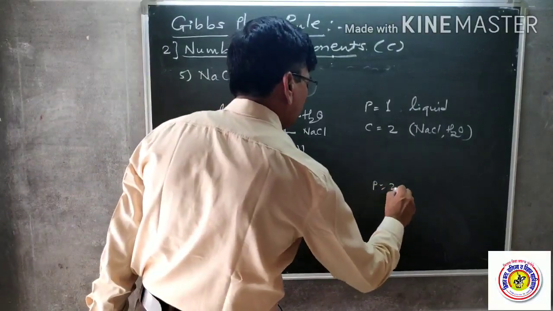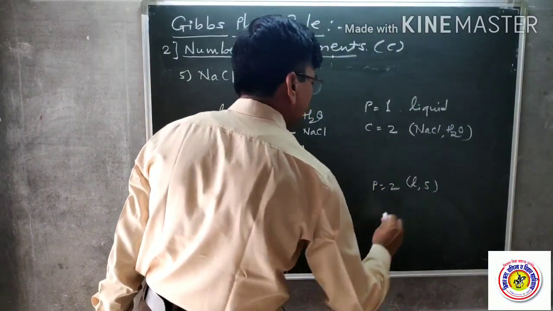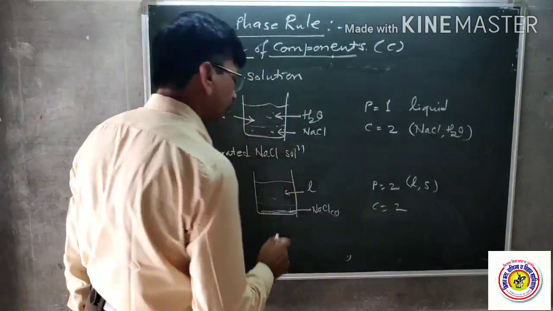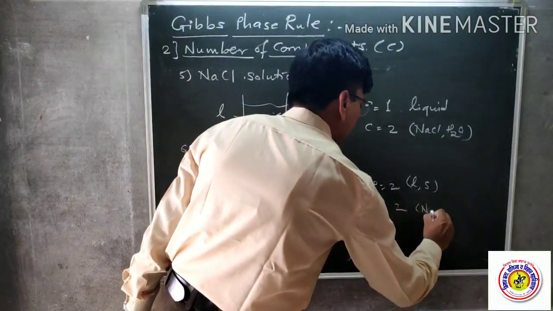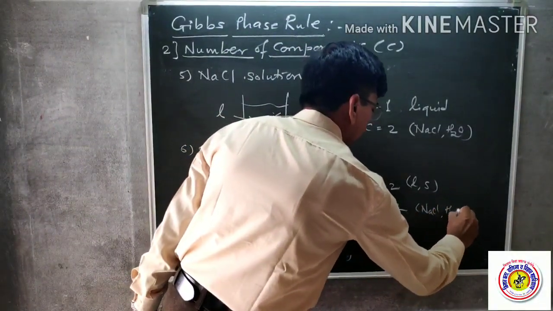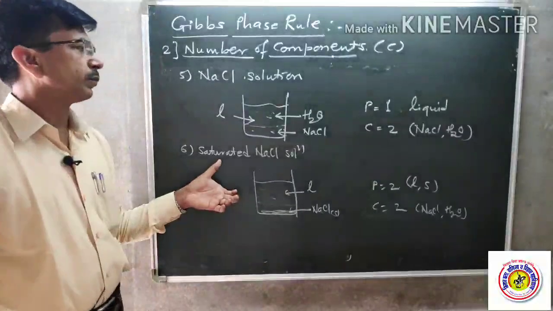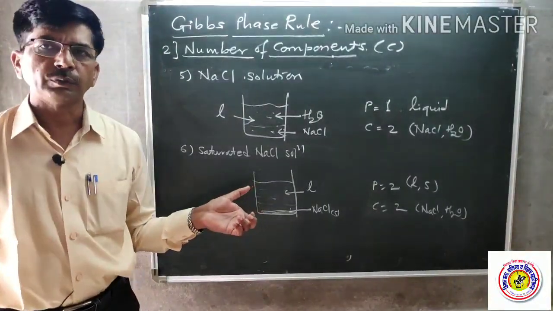So phases are two. One is liquid and the other one is solid. While components are also two, that is NaCl and water. So try to understand the difference here, that is how to calculate the component in between this.